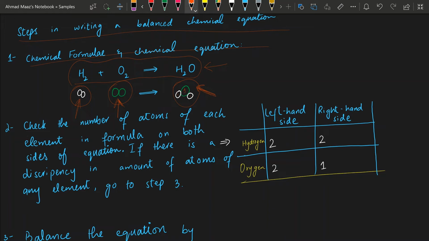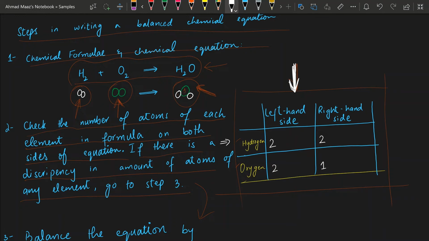So rule number 2, check the number of atoms of each element in the formula on both sides of the equation. If there is a discrepancy in the amount of atoms of any element, go to step 3. We have already found that discrepancy. How do we calculate that mathematically? Because this is a very simple equation, only two elements are involved, so we were able to figure this out very quickly. But you must understand the right way of identifying the difference in the amount of atoms of each element.